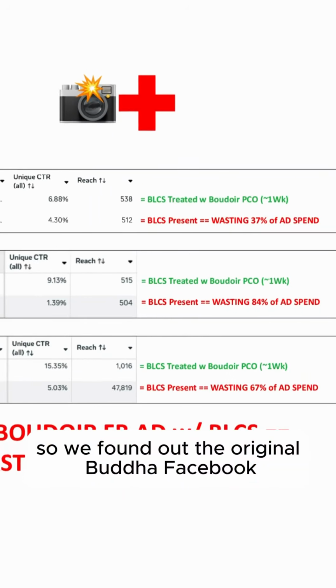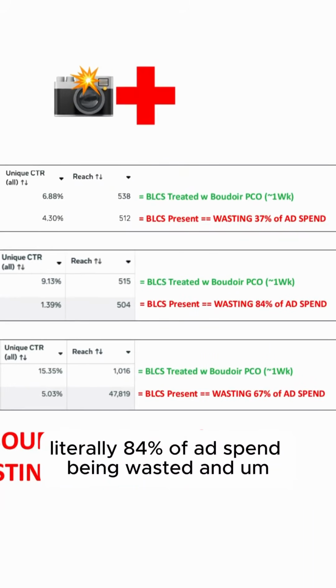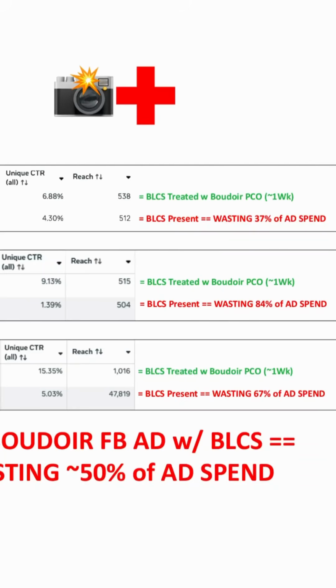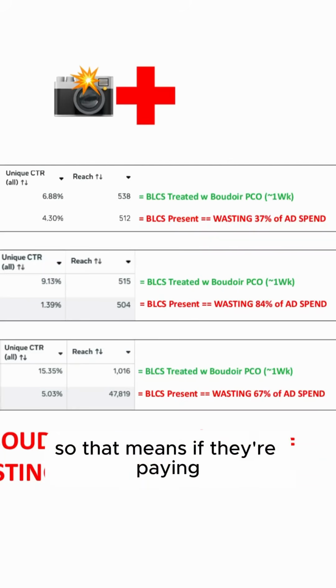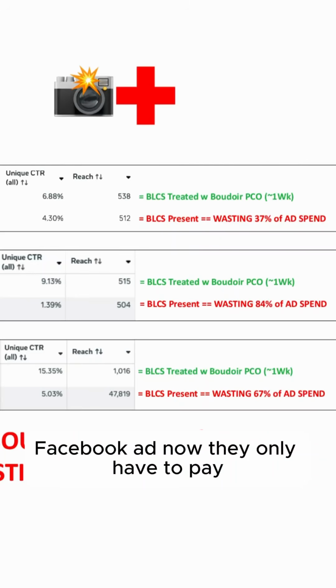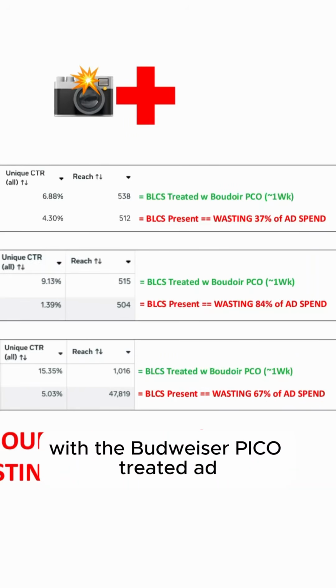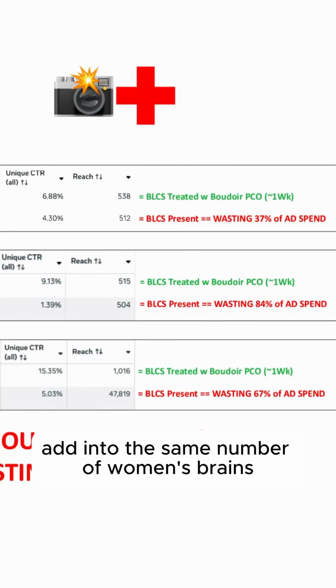So we found out the original Boudoir Facebook ad was actually wasting 84% of ad spend, literally 84% of ad spend being wasted. So that means if they're paying 10 grand a month on the original Boudoir Facebook ad, now they only have to pay 1.6 grand a month with the Boudoir Pico treated ad to get their ad into the same number of women's brains.